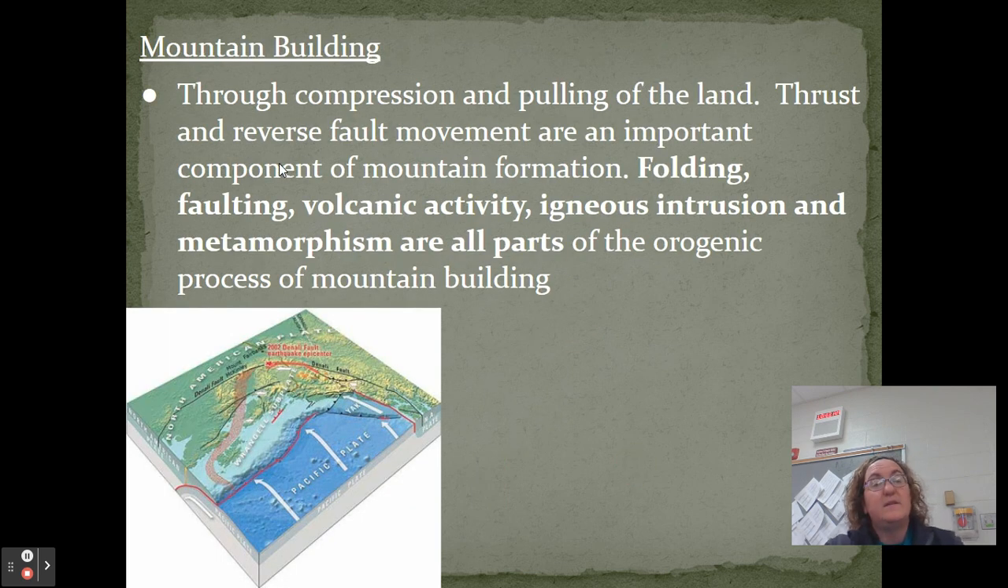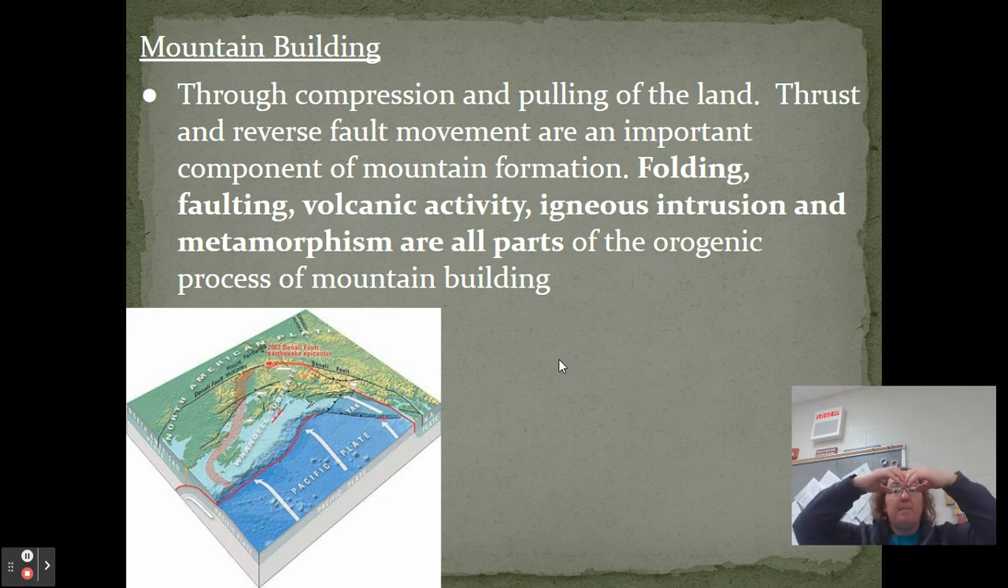Mountain building is similar to volcanoes popping up. However, when the crust is being squished together, all the rocks start forming up and turning into mountains. The best example to talk about is our Himalayan mountains, where India is going underneath Eurasia. So compression and pulling of the land, thrust and reverse faults, folding, volcanic activities, igneous intrusion, and metamorphism are all part of this mountain building process.